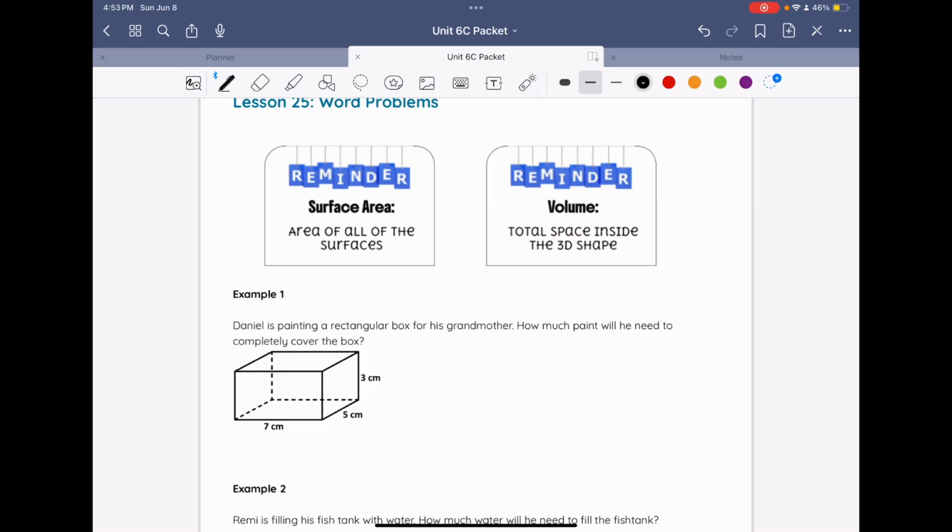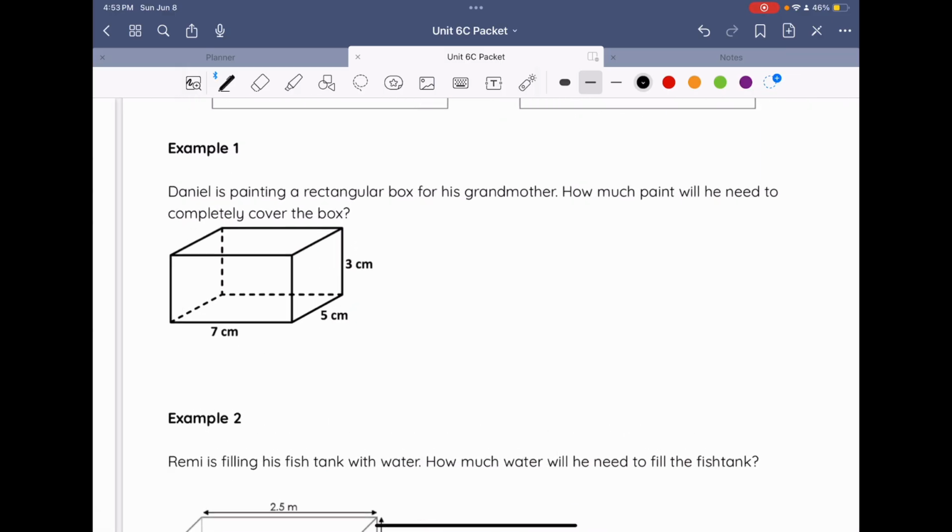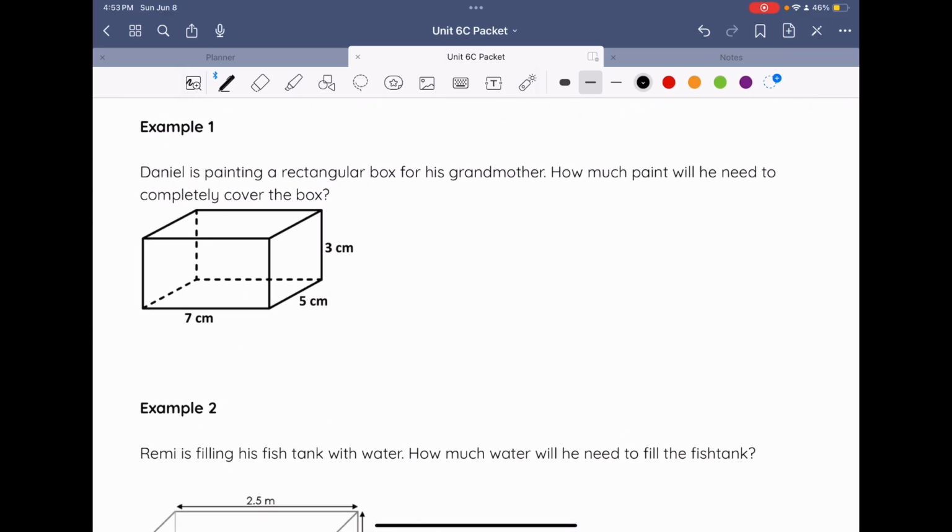Let's go ahead and look at our first example. It says, Daniel is painting a rectangular box for his grandmother. How much paint will he need to completely cover the box? All right, so the first thing we have to figure out is whether this question is asking us to find surface area or volume. Well, let's look back to what it is asking me to find. So it says, how much paint will he need to cover the box? Well, if I am covering something, that's the outside. So that must have to do with surface area. So we are finding the surface area of this problem.